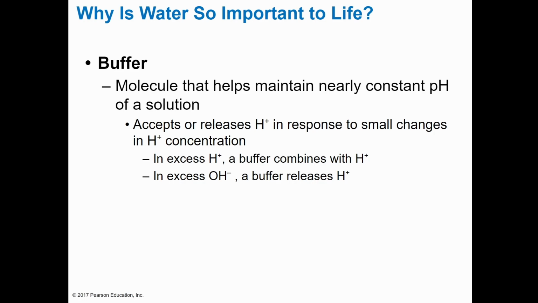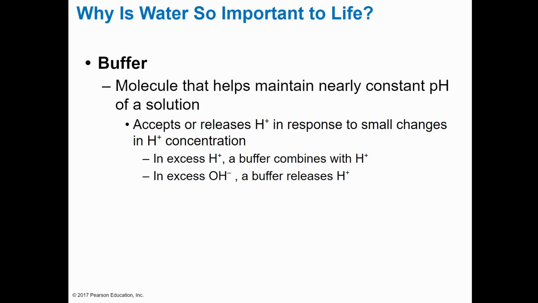So they can tie up or kind of accept free hydrogen ions in response to something starting to become acidic, and that brings it back to a more neutral or basic pH. And they can also release extra hydrogen ions if something's starting to become more basic. And the release of free hydrogen ions makes something more acidic. So in response to something becoming more basic, that would produce a neutralizing effect.